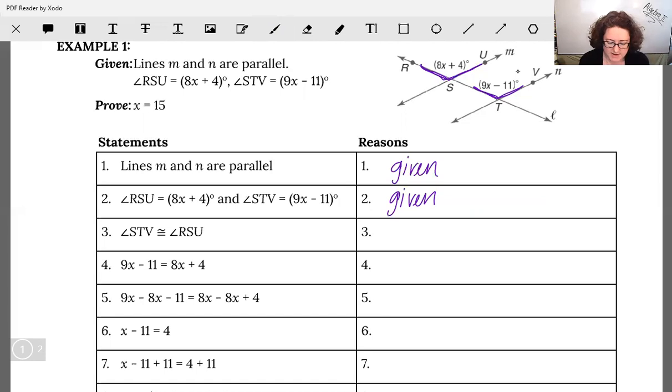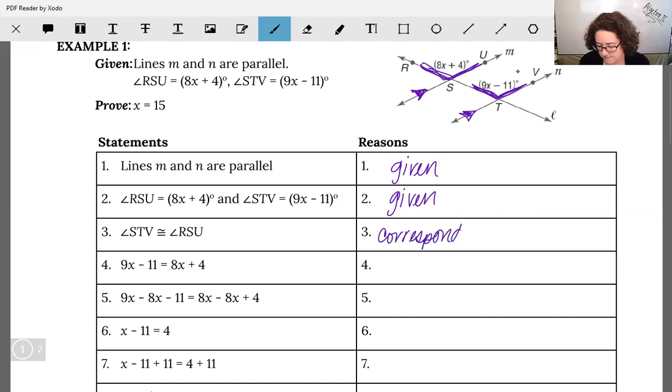Okay, so our next step says STV is congruent to RSU. So let's think about that. We were given that lines M and N are parallel. So let's actually mark that. One of the ways we marked that was an extra set of arrows. So if those lines are parallel, then how do my outlined angles compare? Well, wait a second. That's a special pair of angles. Those are corresponding angles. So if my lines are parallel, then I know my corresponding angles are supposed to be congruent. That's a rule. We've used that. So that's what I'm going to write down for my reason.